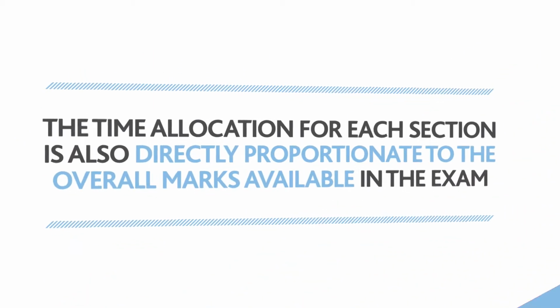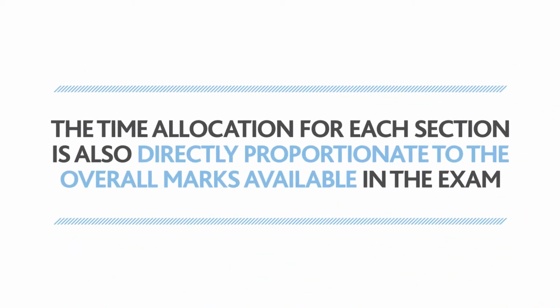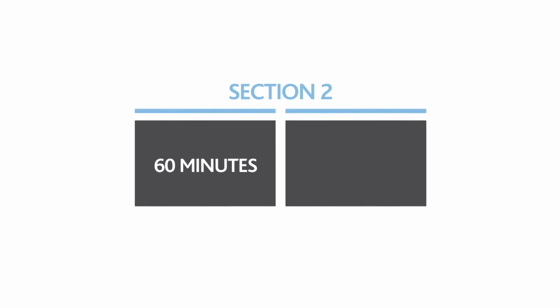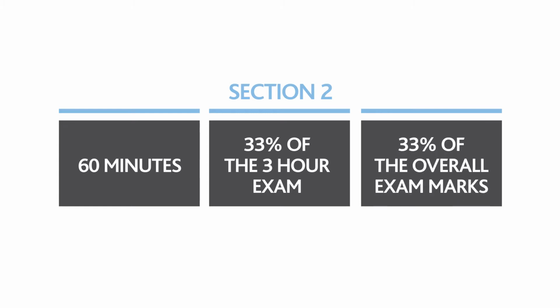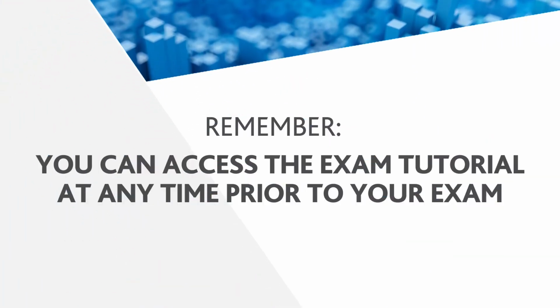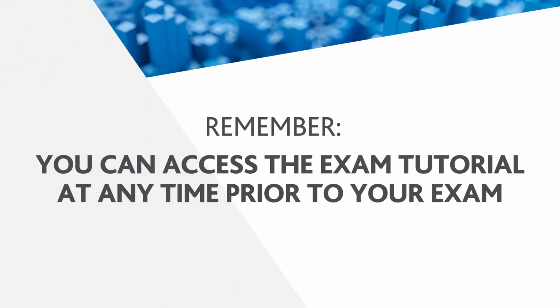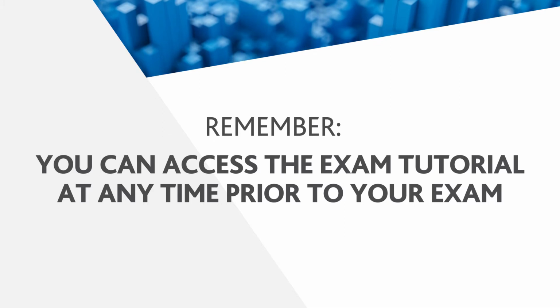The time allocation for each section is also directly proportionate to the overall marks available in the exam. For example, if Section 2 is 60 minutes long, this represents 33% of the 3-hour exam, meaning 33% of the overall exam marks are available in this section. Remember, you can access the exam tutorial at any time prior to your exam.